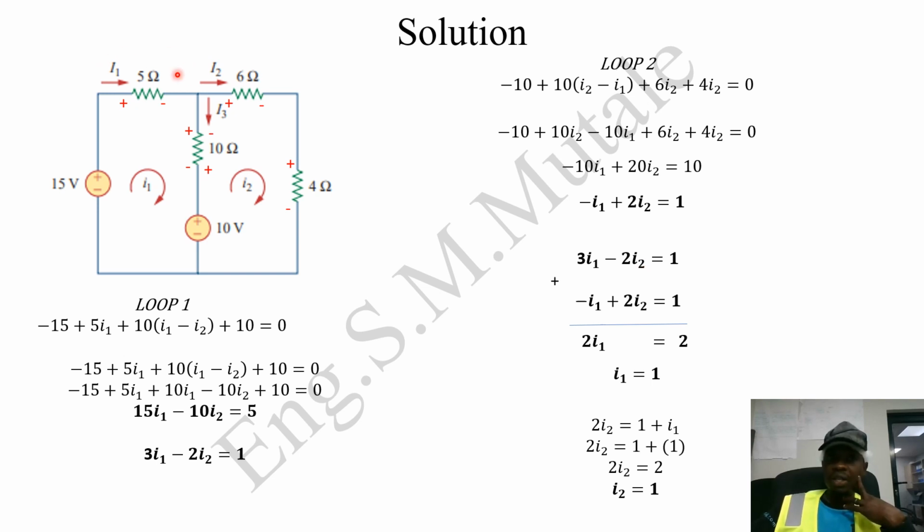Therefore, for the branch currents, you can see this I1 is basically the loop current in mesh number 1. I2 is also the loop current in loop number 2, which is that one there. And then if you do Kirchhoff's current law, you realize that the current leaving is equal to the current entering. So I3 will basically be I2 minus I1, which is the difference between the two 1 amps, and you're going to have I3 as 0 amps.